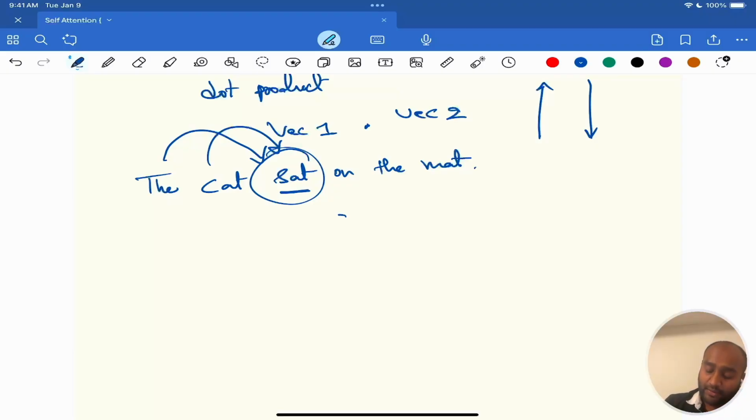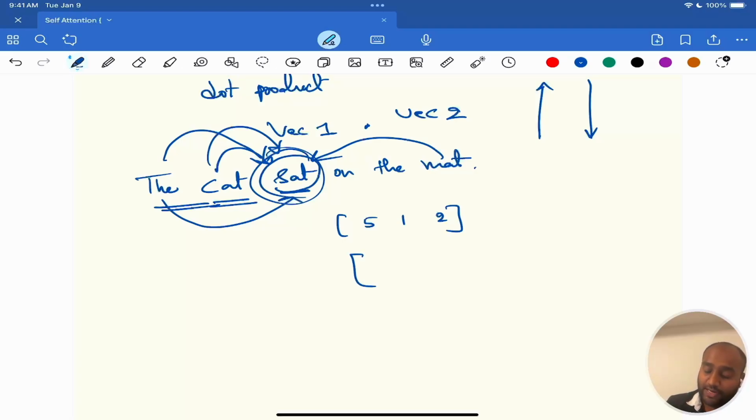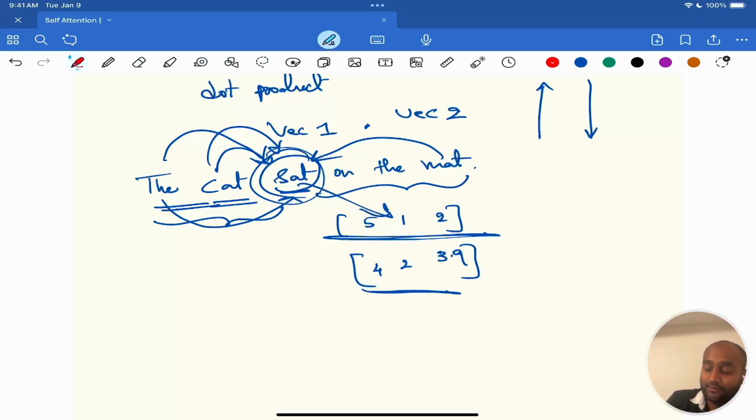So let's say if you represent sat with 5, 1, 2 as a vector, then after performing the attention mechanism, you got some information of cat, some information of mat. The representation for sat slightly changes. It might be 4, 2, and 3.9. Now, why does it change? Earlier, this was only representing sat. Now, this vector is representing the context from these vectors.